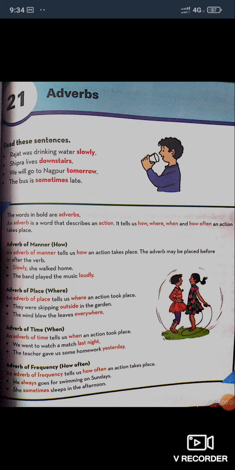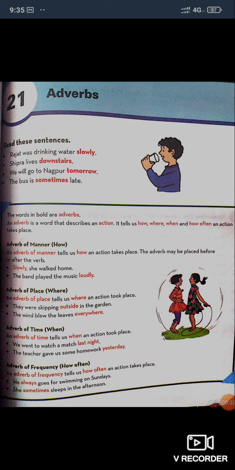Hello dear students. Today I'm going to explain chapter number 21 in your book, that is adverb. So first of all, we start with what is an adverb? An adverb is a word that describes a verb or adjective. Here's the definition: an adverb is a word that describes a verb or adjective.